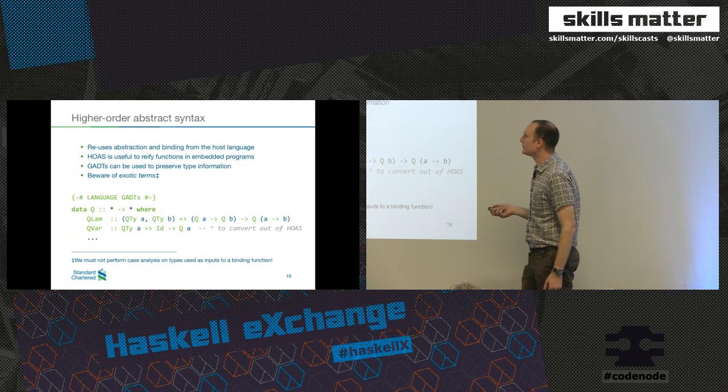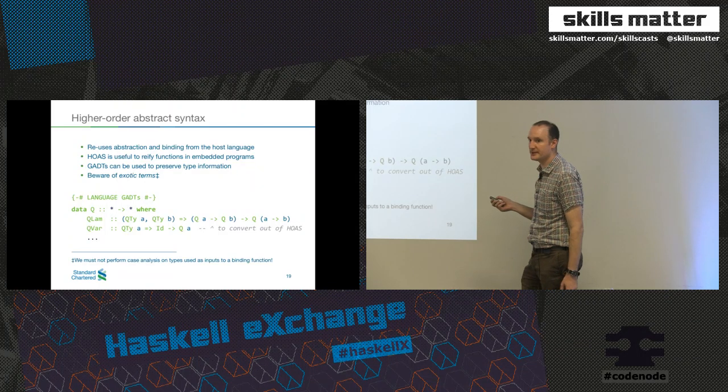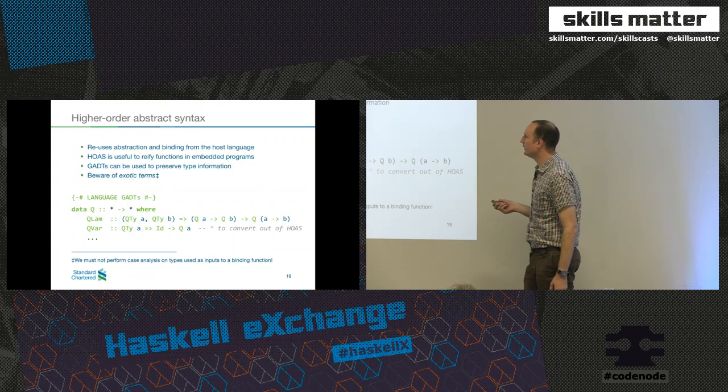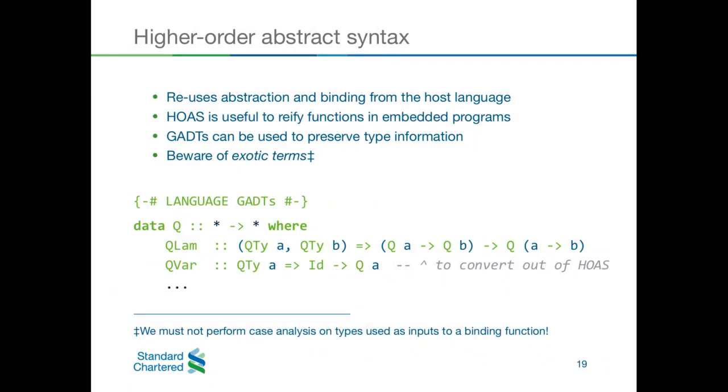Functions are, of course, a bit harder to reify, and for that I use this pretty standard technique, higher order abstract syntax. This is often talked about because it can reuse the abstraction and binding from the host language. But here I'm using it as a simple technique to reify the functions. So to create a Q lambda, there's just a constructor that takes a function in the host language, QA to QB, and then returns the function that's been embedded. So this is a very simple lifting operation there.